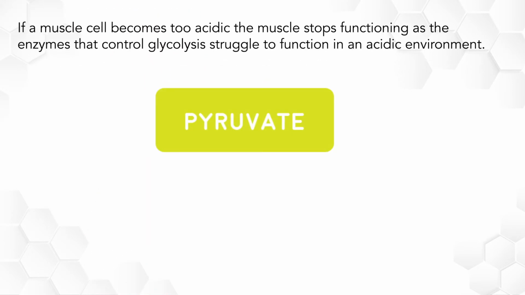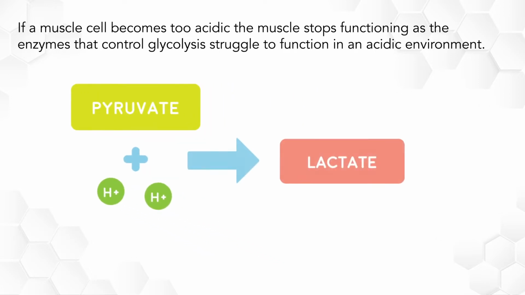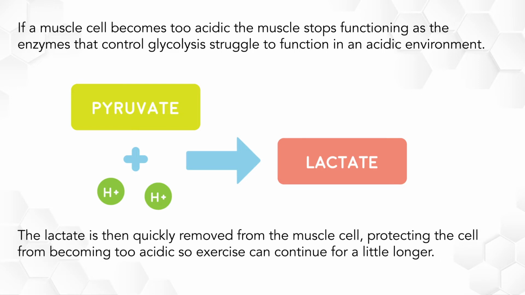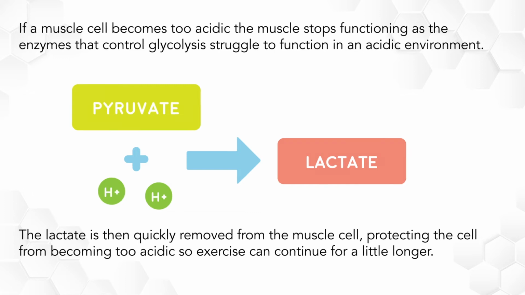If a muscle cell becomes too acidic, the muscle stops functioning as the enzymes that control glycolysis struggle to function in an acidic environment. During high-intensity exercise, pyruvate and hydrogen ions accumulate rapidly, but lactate is formed when one molecule of pyruvate attaches to two hydrogen ions. The lactate is then quickly removed from the muscle cell, protecting the cell from becoming too acidic so exercise can continue for a little longer.